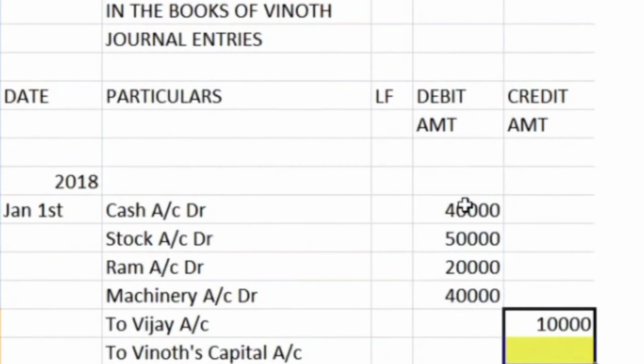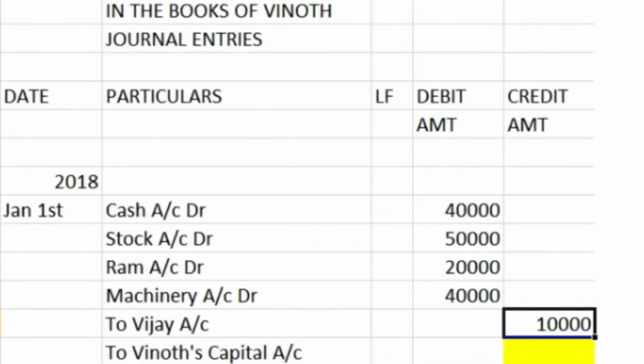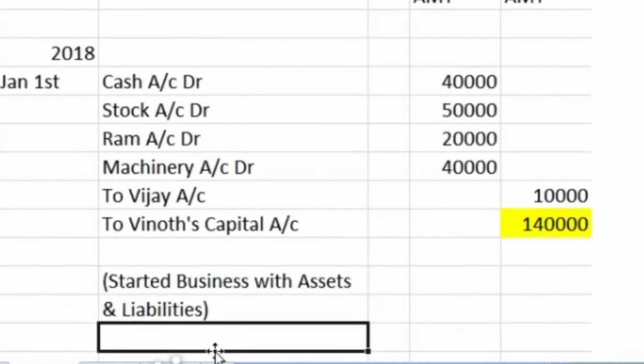So how can I find it? In a journal entry, the debits will always be equal to the credits. So if I add the debits, I will get 1,50,000 as the total. From that 1,50,000, if I subtract the 10,000, I will get 1,40,000 as my capital, that is Vinod's capital. Finally, close the journal entry with a narration. I've given the narration: started business with assets and liabilities. So the journal entry part is over.